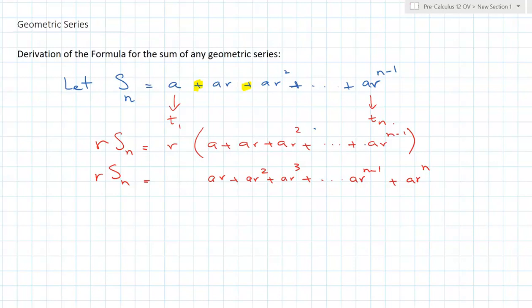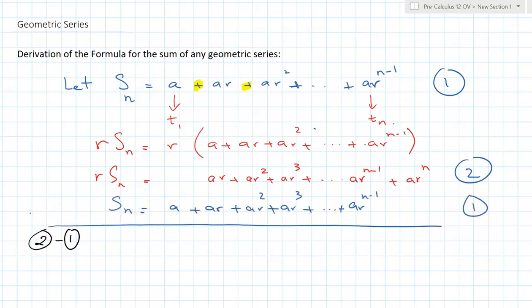So this is our second equation. Let's call the very first one equation number 1, and equation number 2 is right there. So what we want to do now is equation number 2 minus equation number 1. That means we want to take away the first equation from the second equation. Okay, simple as that. Excellent.